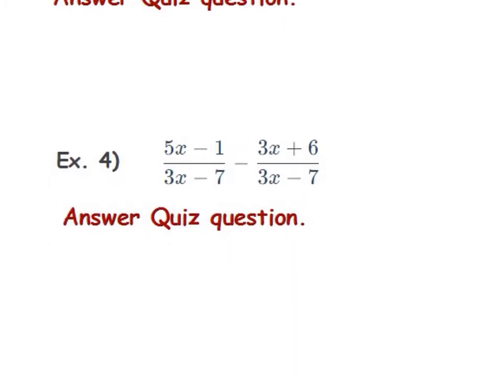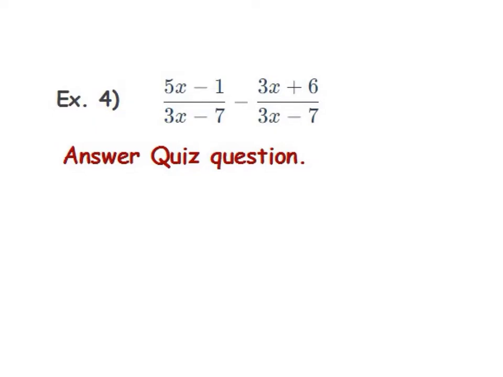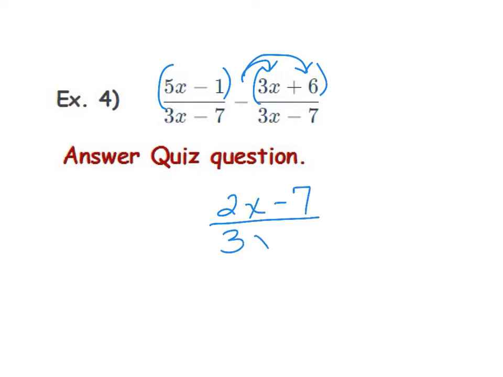Another one for you to try on your own. Did you remember to distribute that negative, that subtraction sign? Therefore, your answer will be 2x minus 7 all over 3x minus 7. Now, you may be thinking, hey, can I simplify that further? And the answer is no. I'm going to put parentheses around these quantities once again. So you can see that the quantities do not simplify, do not cancel each other out.